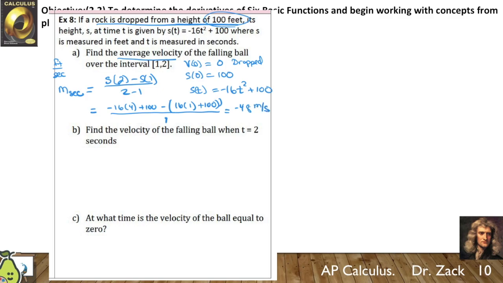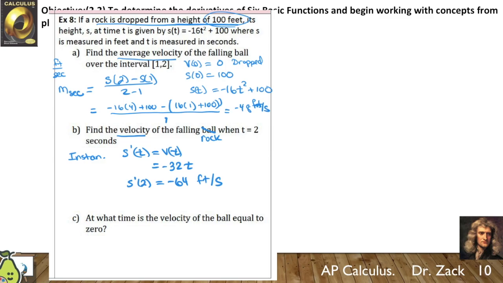Since your velocity is negative, the ball is falling downward. Find the velocity of the rock when t equals 2. So this is your instantaneous rate of change. And when you're looking for the instantaneous rate of change, that's a derivative. So s prime at t is equal to your velocity, but the derivative of the function we have is negative 32t. And when you substitute your 2 in, the instantaneous rate of change is negative 64 feet per second. Let's go back up here and fix this. This should be feet per second for question A.